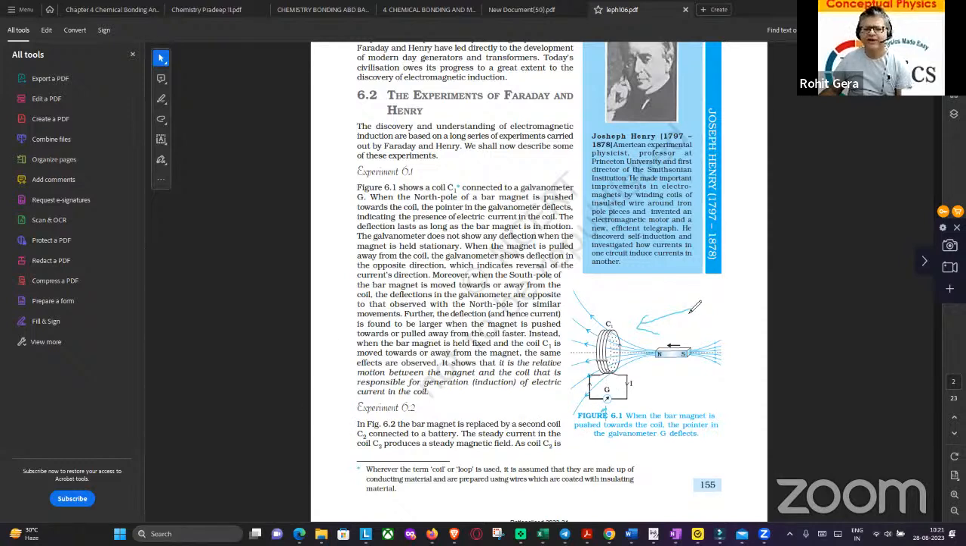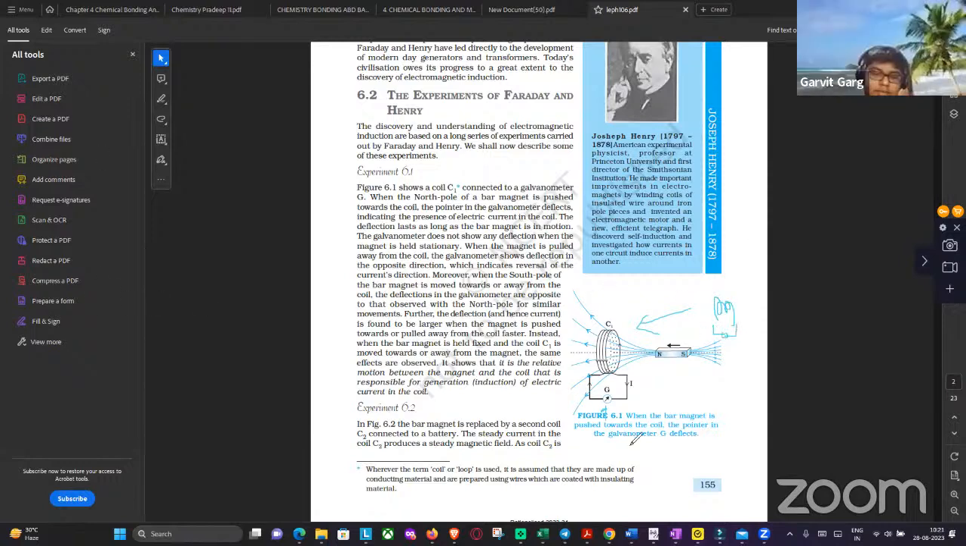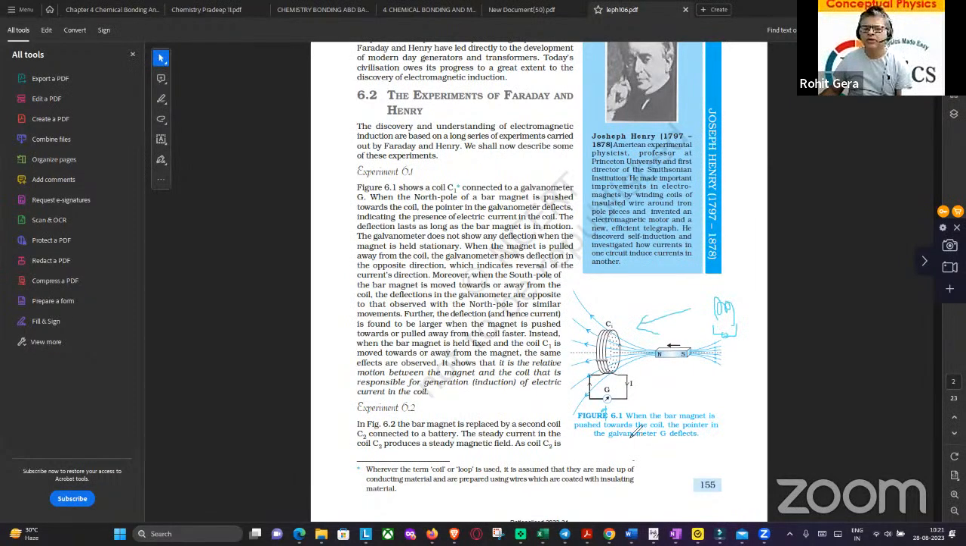So वायर एक वायर लेके उसको टर्न्स में कन्वर्ट कर दिया और एंड में उसके गैल्वानोमीटर लगा दिया, right? So the wire has no battery, nothing, कुछ भी नहीं है. And then what they do is they bring the north pole of a bar magnet towards the coil.